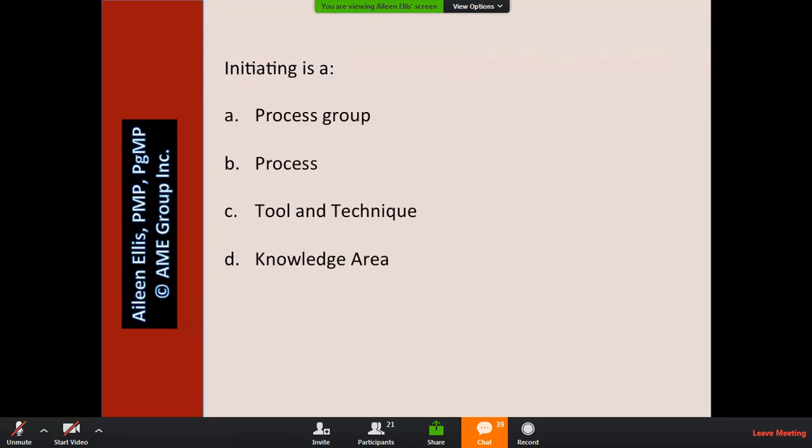Okay. Let's move on to another question. Initiating is A. I'll give you a minute to think about it and then go ahead, type your answer into the chat area. Now, if you're using the PMBOK guide, page 25, the way to figure this out is to find the word initiating. So if you're on page 25, towards the top left, you see the box that says initiating process group. So initiating is a process group.